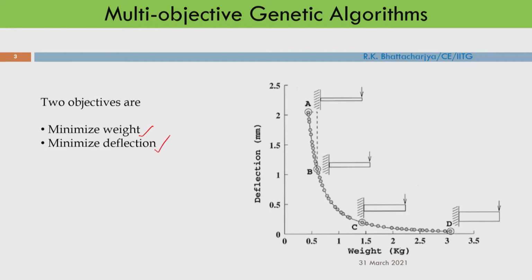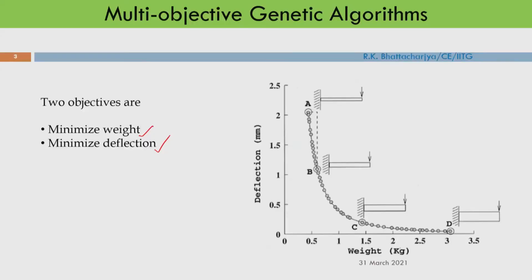Suppose you are reducing the depth of the section, then deflection will be more. Sometimes that is not acceptable. Therefore, these two objectives are conflicting in nature. So, let us compare. Here I would like to mark this as solution 1, this as solution 2, this as solution 3 and this as solution 4.